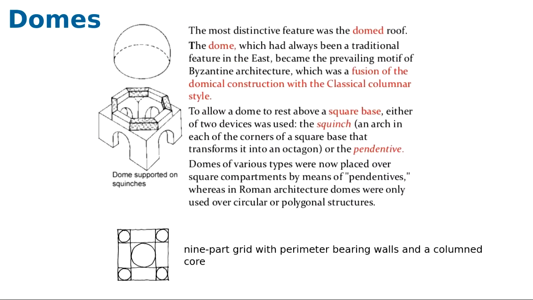So since we're talking about it, it's important to know a little bit about how the domes are working. One of the things that starts happening is this idea of the five domes, which I'm forgetting the word for right now. I'll look it up. But it was basically five domes connected, creating this nine-part grid with perimeter bearing walls. And it becomes a sort of standard to have these five domes. So look for that. Start counting them and you'll start seeing this.